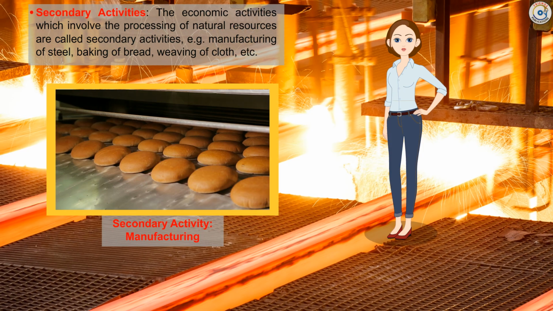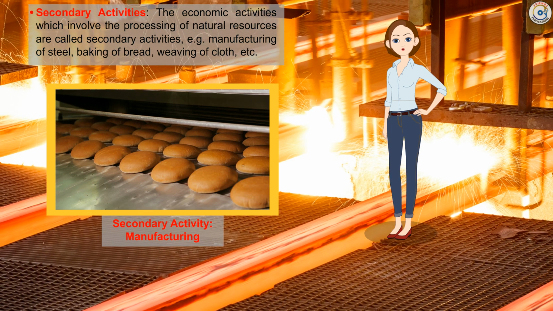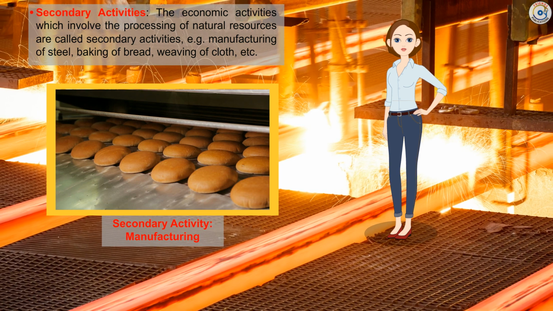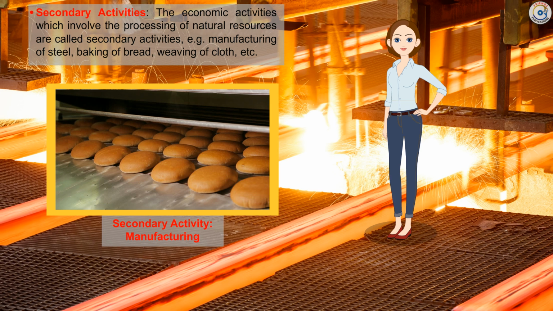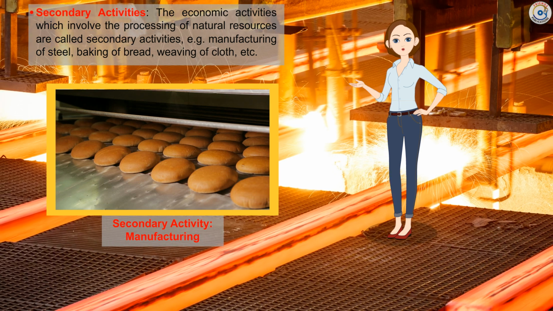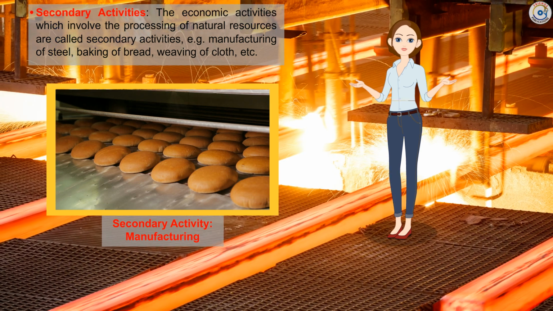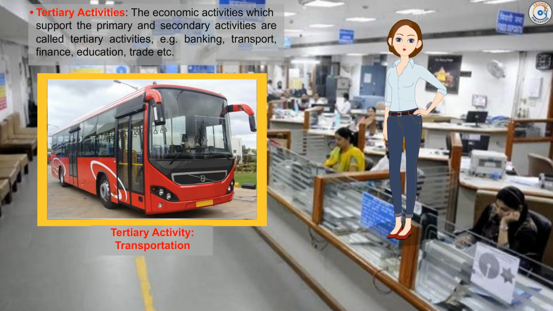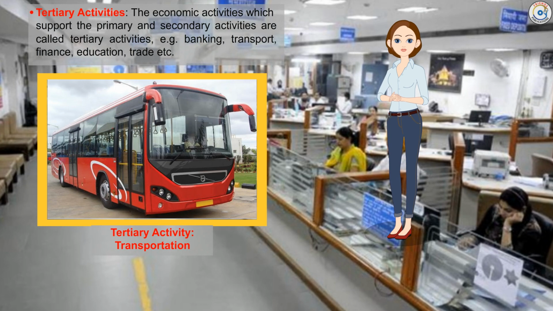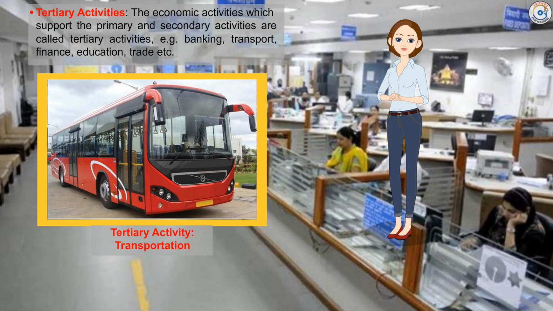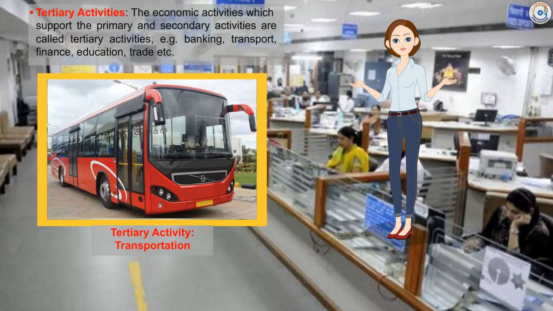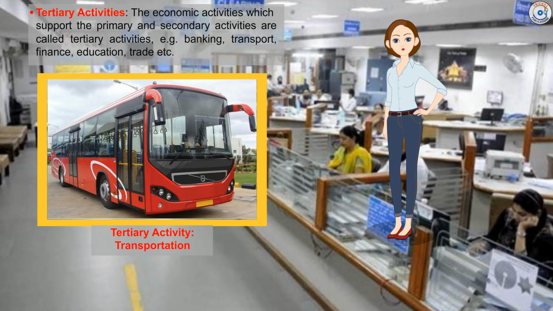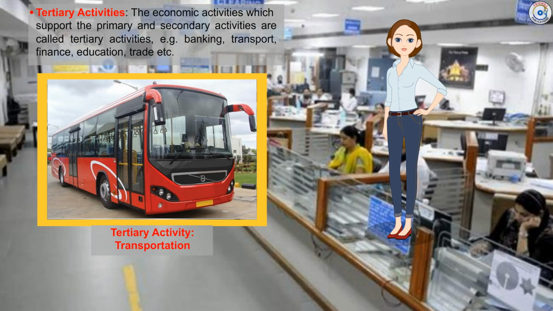Secondary activities. The economic activities which involve the processing of natural resources are called secondary activities. Example, manufacturing of steel, baking of bread, weaving of cloth, etc. Tertiary activities. The economic activities which support the primary and secondary activities are called tertiary activities. For example, banking, transport, finance, education, trade, etc.